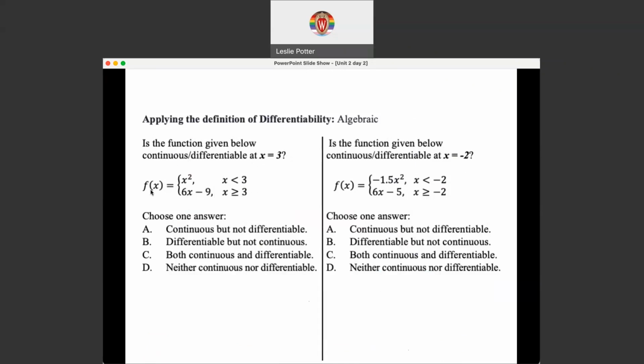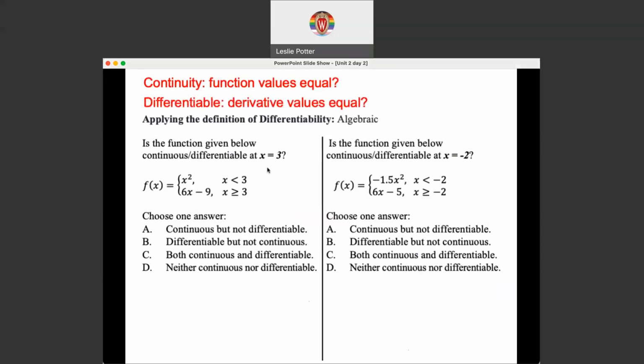Continuity is a function check, right? We're going to stick 3 in here and 3 in here and see what we get. Differentiability is a derivative check. So we're going to need our calculator to do that. Okay, so continuity, functions are equal. Let's check to see if that's in fact the case. Differentiability, derivatives are equal. That's where we need our calculator, our math 8.